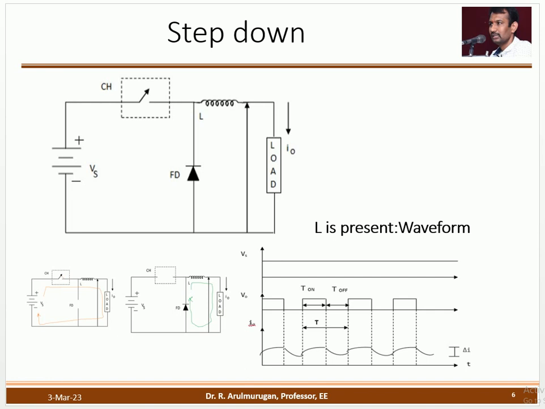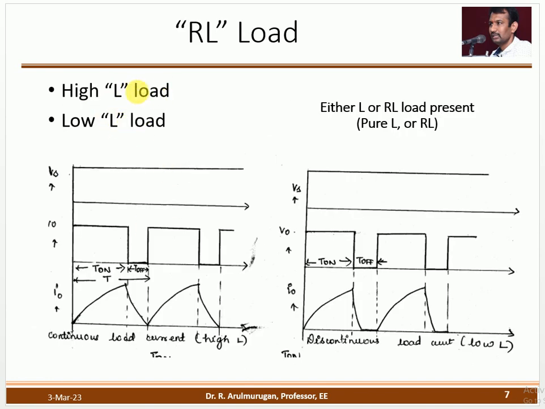Is the inductance value low or high? If the inductance is high, it is charging, discharging, charging, discharging, and it repeats like that. If the inductance is low, it is charging, discharging, 0, charging, discharging, 0. That gives you a discontinuous load current.